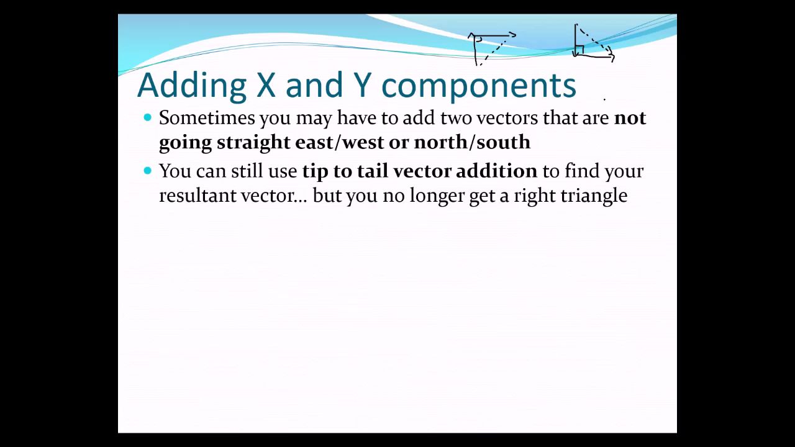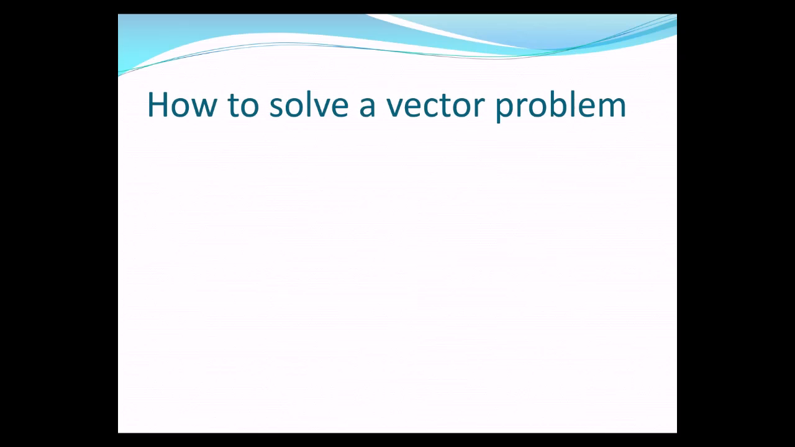So you can still use tip-to-tail vector addition to find your resultant vector, but the problem is you don't get a right angle triangle. So here's an example. We have two vectors, and if we add these tip to tail, there we go, and we draw on our resultant vector like that, you can see that this does not give us a right angle triangle, right? So we can't use SOHCAHTOA with this, and we have some problems, so we're going to learn how to do these types of questions.